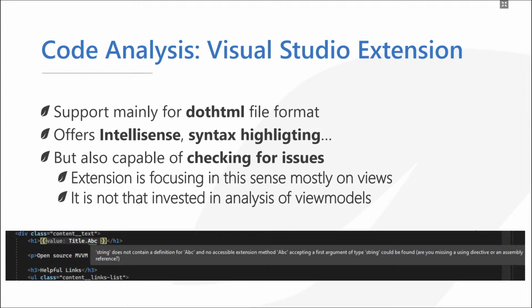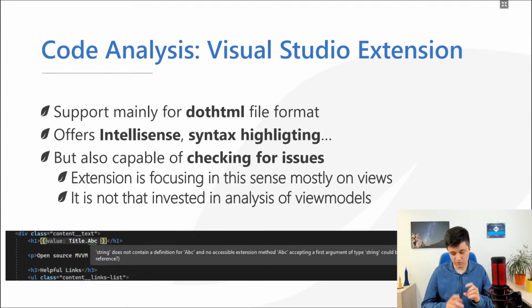However, it is also capable of searching for and notifying you of many possible issues that can be discovered right as you type your application. So, for example, in the example that I'm showing here on the slide below, you can see that the user is trying to bind within a value binding to a property called Title, which is a string property inside a view model, and then by mistake attempted to bind to one of its properties called ABC.